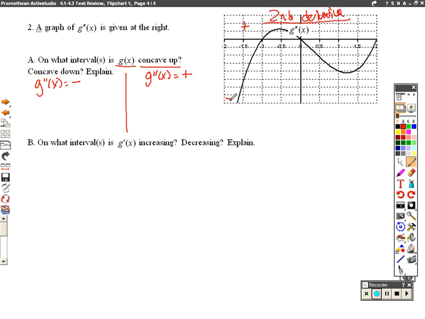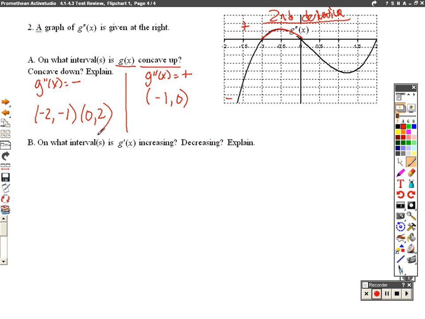So when is g double prime positive, above the x-axis? And that occurs from about -1 to 0. And that's all I see. So that would be the only answer here. When is it negative, meaning below the x-axis? That occurs from about -2 to -1, and after 0, from 0 to, it looks like 2 here.